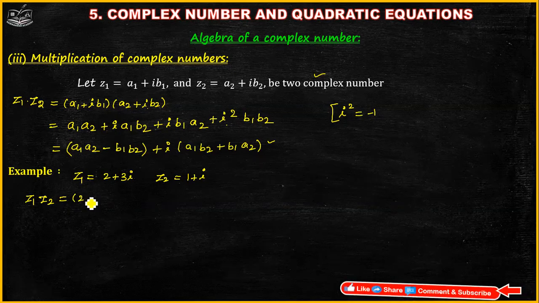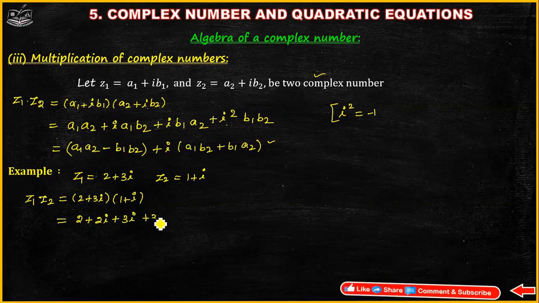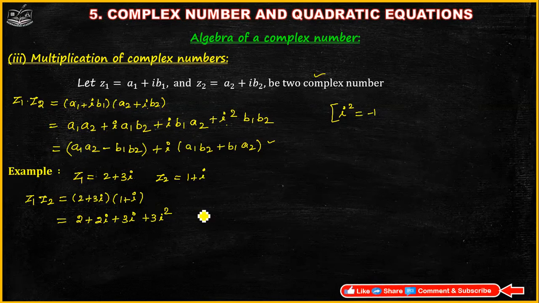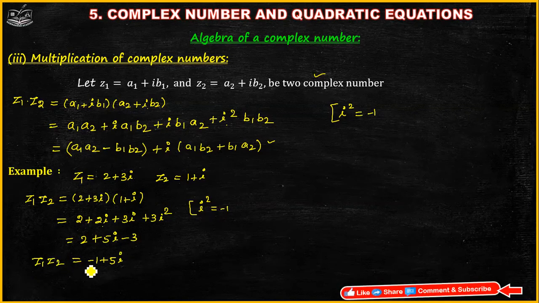z1, what's the value? 2 plus 3i. z2, what's the value? 1 plus i. Here, 2 into 2 gives 2 plus 2i. 3i product gives 3i plus 3i squared. What's the value of i squared? It is equal to minus 1. So here, 2i and 3i added gives 5i, and i squared value minus 1 gives minus. So the conclusion: z1 z2 is equal to minus 1 plus 5i.